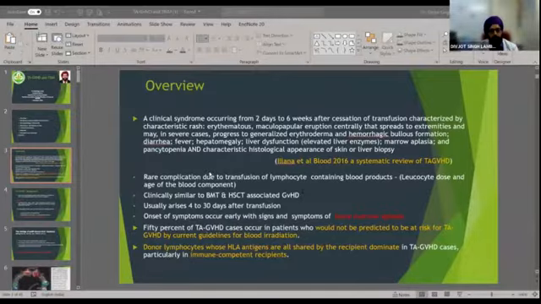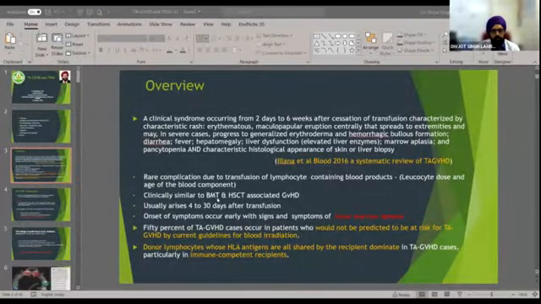So, coming to an overview, transfusion-associated graft versus host disease is a clinical syndrome occurring from 2 days to 6 weeks after cessation of the transfusion, characterized by an erythematous rash, a maculopapular eruption centrally that spreads to extremities and may in severe cases progress to generalized erythroderma, hemorrhagic bullous formation, diarrhea, fever, hepatomegaly. So it's a rare complication due to the transfusion of lymphocyte-containing blood products; the leukocyte dose and age of the component also matter.